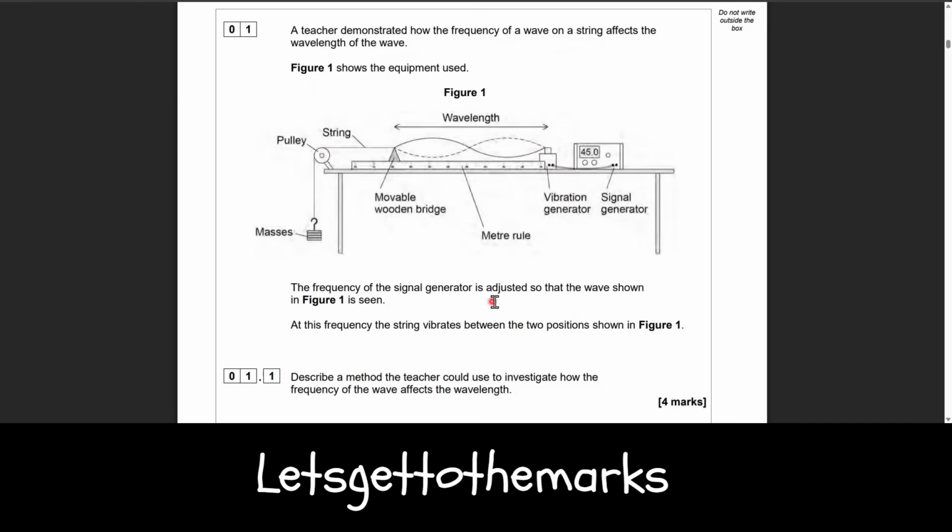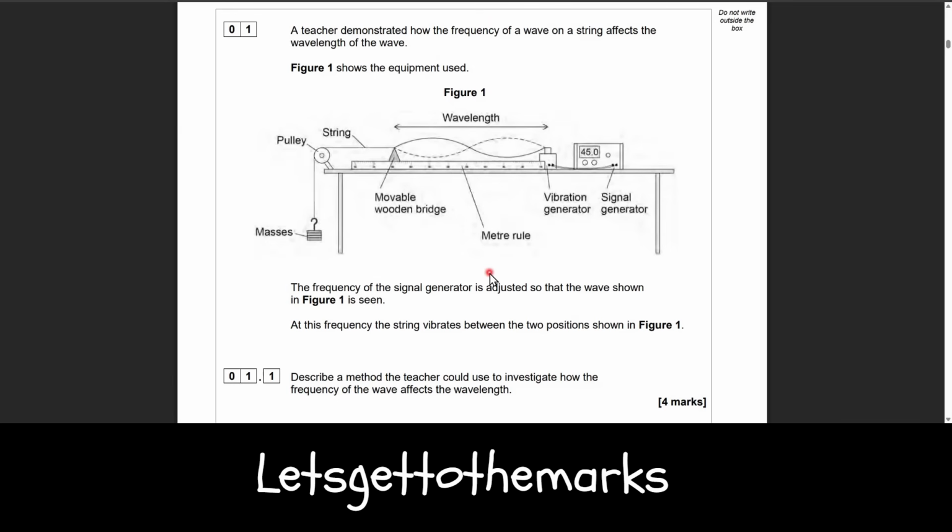The frequency of the signal generator is adjusted, so the wave shown in figure one is seen. So they've adjusted this until this gets to a number where you can see this wave perfectly like that. At this frequency, the string vibrates between these two positions. Describe a method the teacher could use to investigate how the frequency of the wave affects the wavelength. This is worth 4 marks. Why don't you pause the video, have a go, see if you can make 4 bullet points about a method to investigate frequency and how that affects the wavelength.